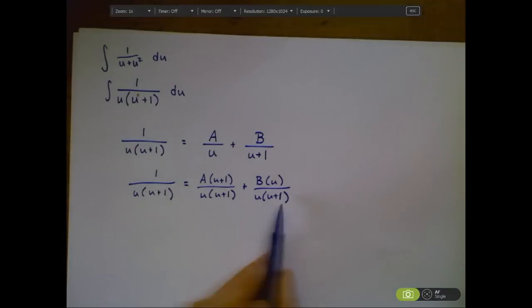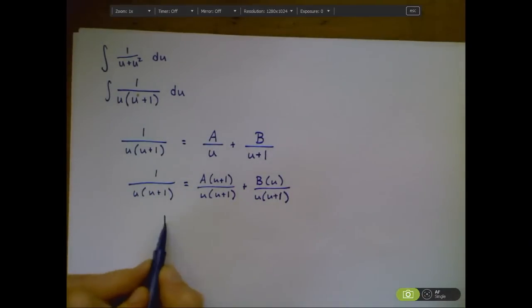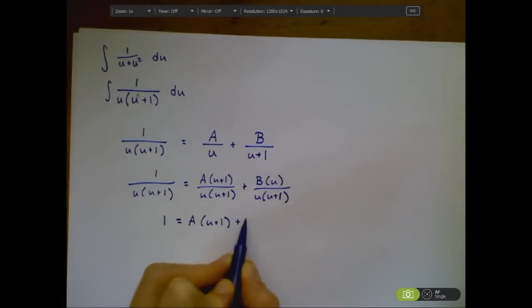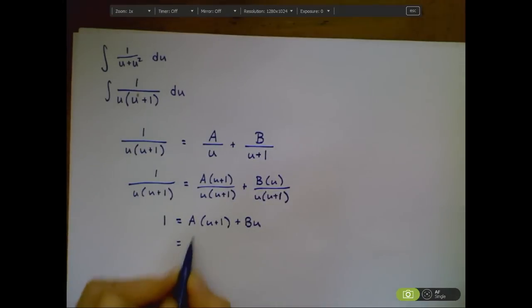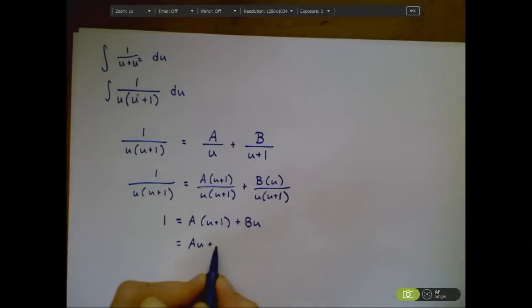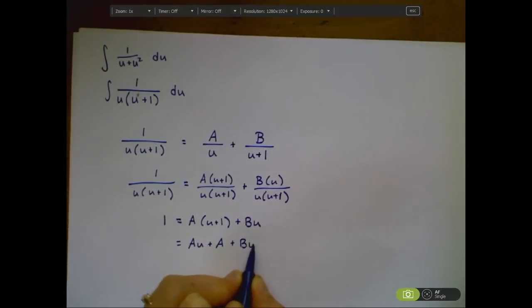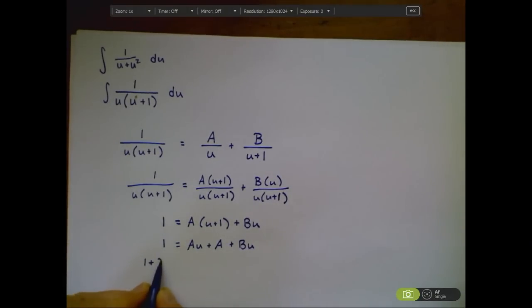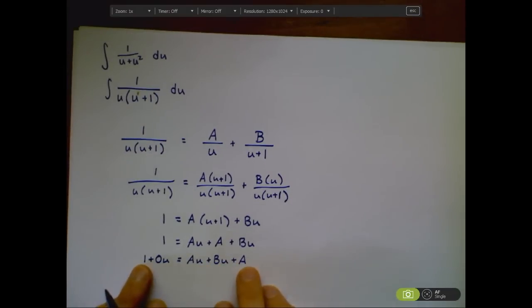And I know that the numerators all have to be equal, so that's telling me that 1 has to be equal to a times u plus 1 plus b times u. I'm going to distribute and see that au plus a plus bu is equal to 1. Something that's not immediately obvious maybe is that this is the same thing as 1 plus 0u. There are no u's on this left-hand side. So au plus bu plus a is equal to this. The u terms all have to be equal, and the non-u terms have to be equal.